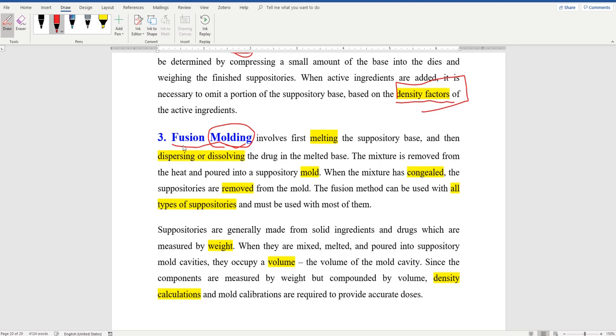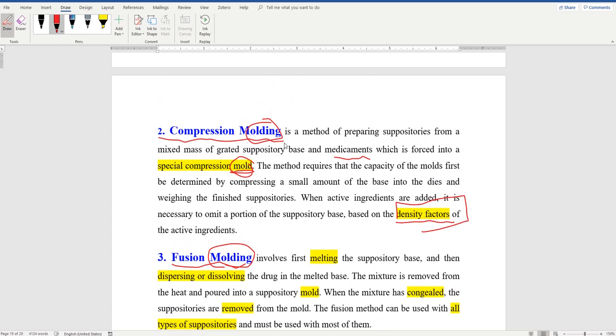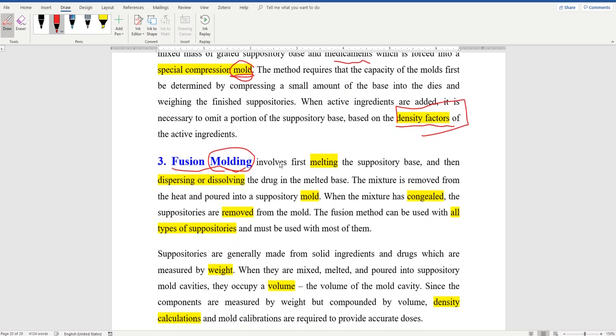Okay, fusion molding. Actually, fusion molding can be used with all bases, which is something good. And it must be used with most of them. There are many bases you cannot do by compression molding or hand rolling, but with fusion molding you can. Most suppository bases you must do by the fusion molding method, and it can work with all suppository bases. Fusion molding involves heating the suppository base until it melts. Preferably we don't heat it above the melting point.